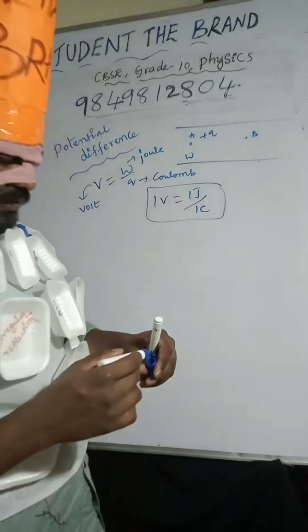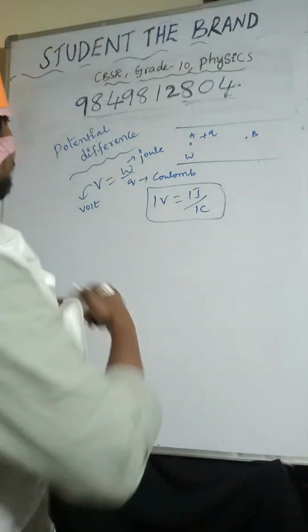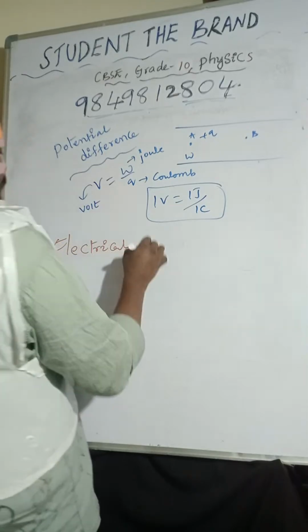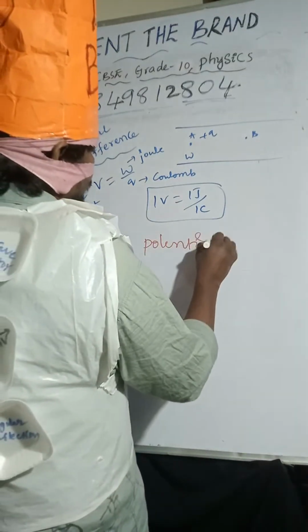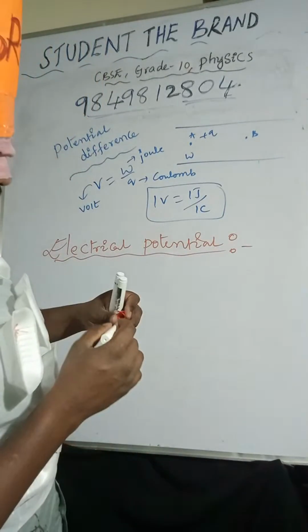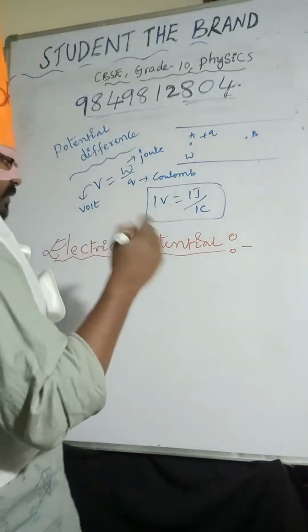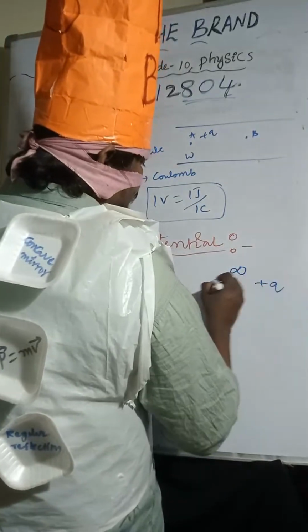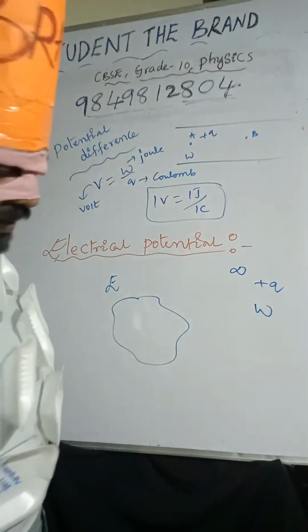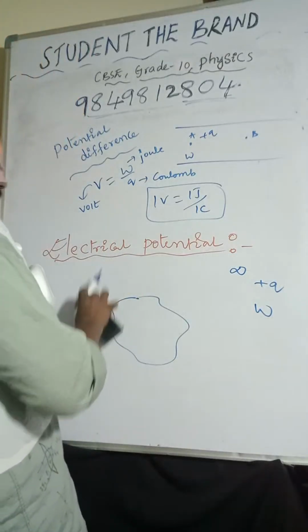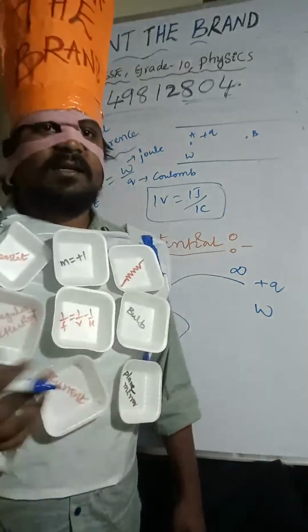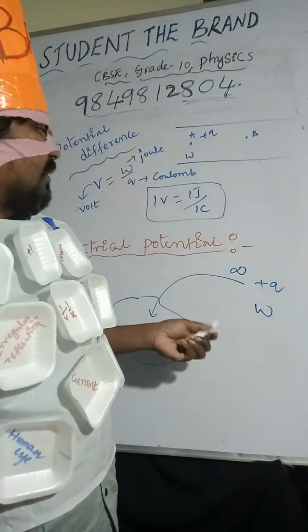Coming to electrical potential. Electrical potential is the work done to bring a unit positive charge from infinity to the required field. Here this is infinity, the positive charge is there, and we are doing some work in the electrical field. So this is about potential difference and electrical potential.